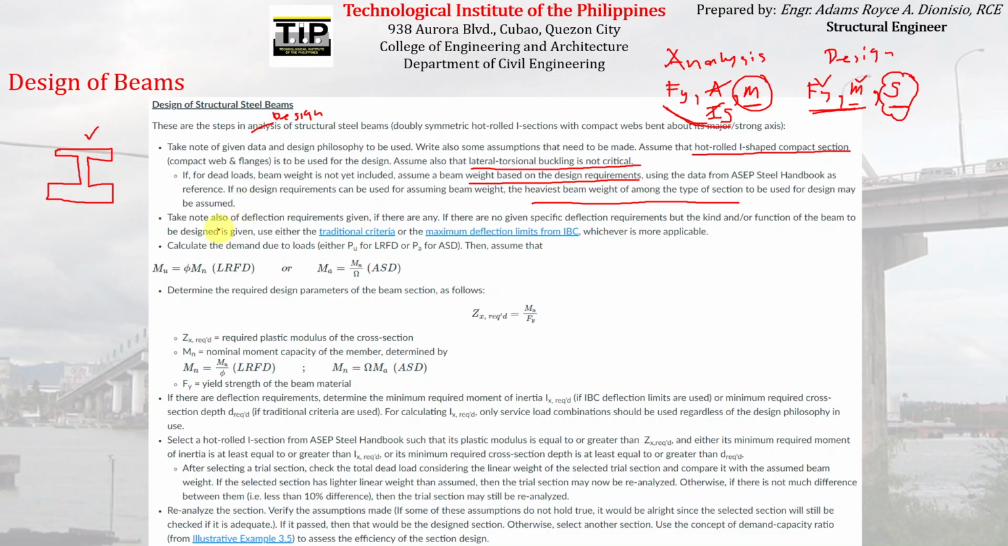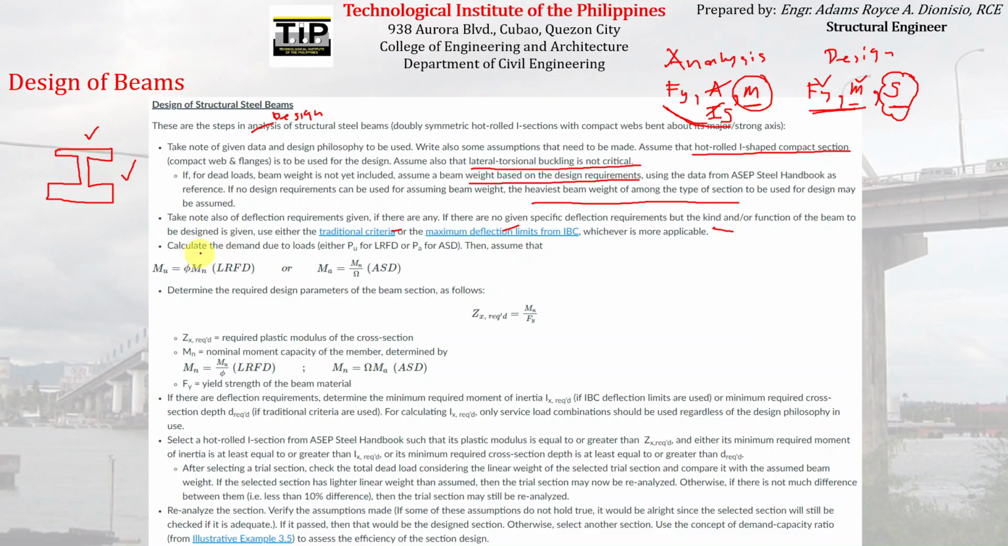Okay, take note also of deflection requirements given, if there are any. If there are no given specific deflection requirements, but the kind and or function of the beam to be designed is given, use either the traditional criteria or the maximum deflection limits from IBC, whichever is more applicable. So you also have to consider deflection on your design. You have to find a steel section that will result in a deflection that will not exceed the allowable deflection specified by the traditional criteria or the IBC maximum deflections.